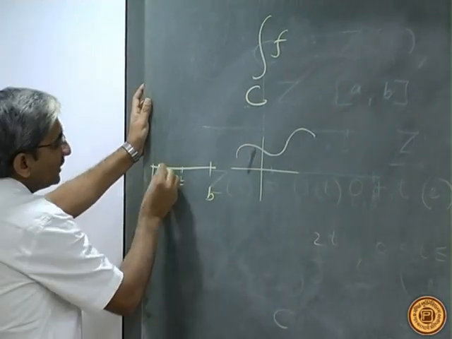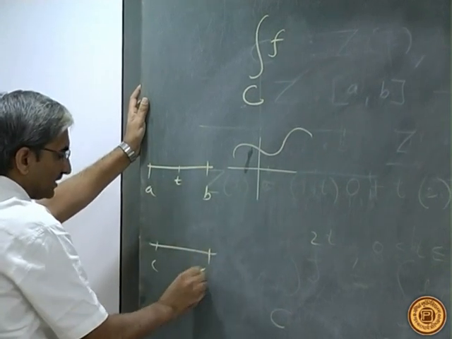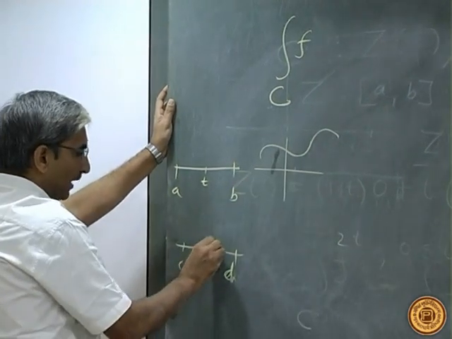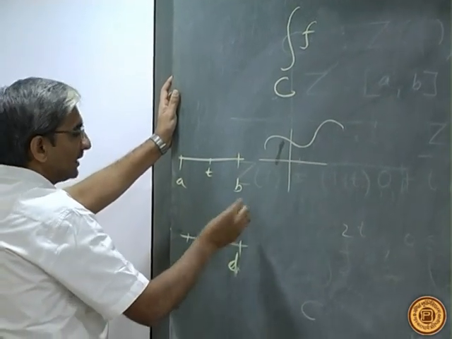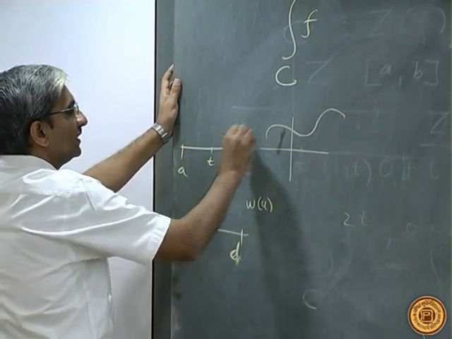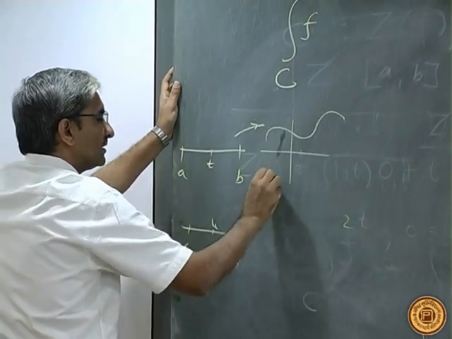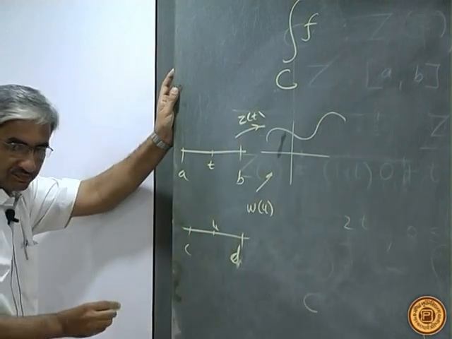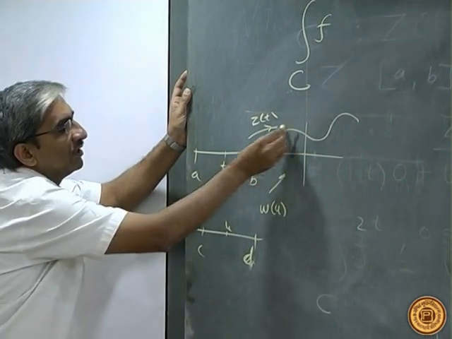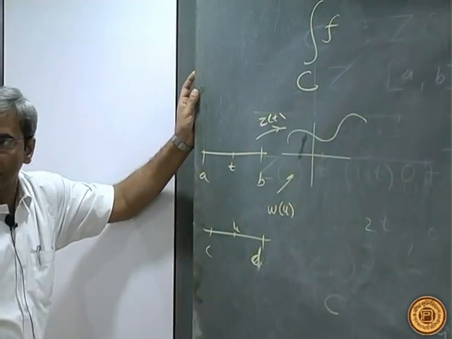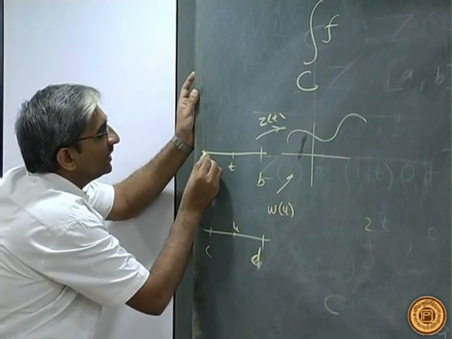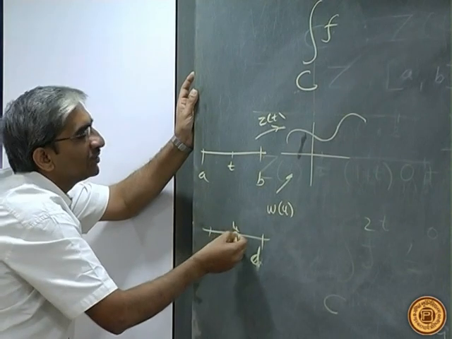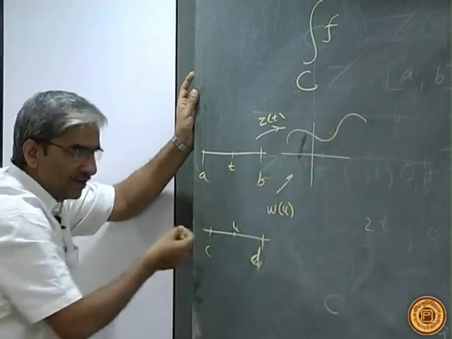Now instead of this parameterization, suppose you have some other parameterization of the same curve, on [c, d]. So suppose this parameter is u, and some other function w(u); this is z(t), this is w(u). But they give rise to the same curve. The curve is the same, but the parameter interval and the parameter function used to describe the points on the curve are different.